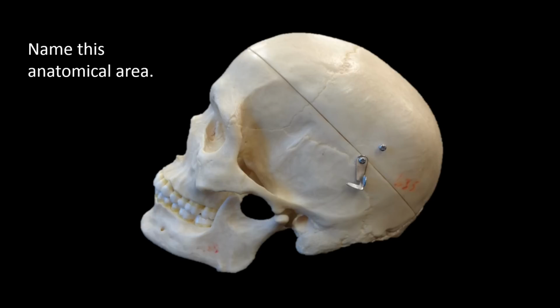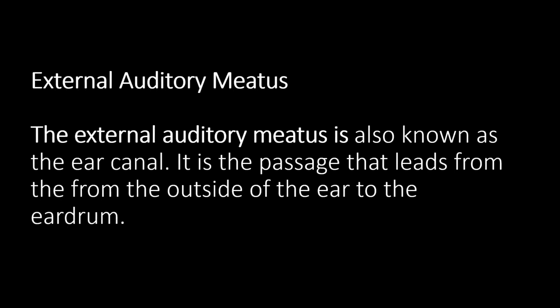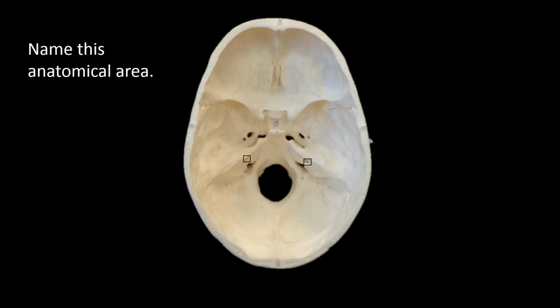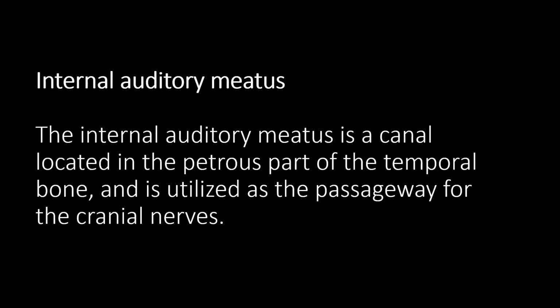Name this anatomical area. External auditory meatus. The external auditory meatus is also known as the ear canal. It is the passage that leads from the outside of the ear to the eardrum. Name this anatomical area. Internal auditory meatus. The internal auditory meatus is a canal located in the petrous part of the temporal bone, and is utilized as the passageway for the cranial nerves.